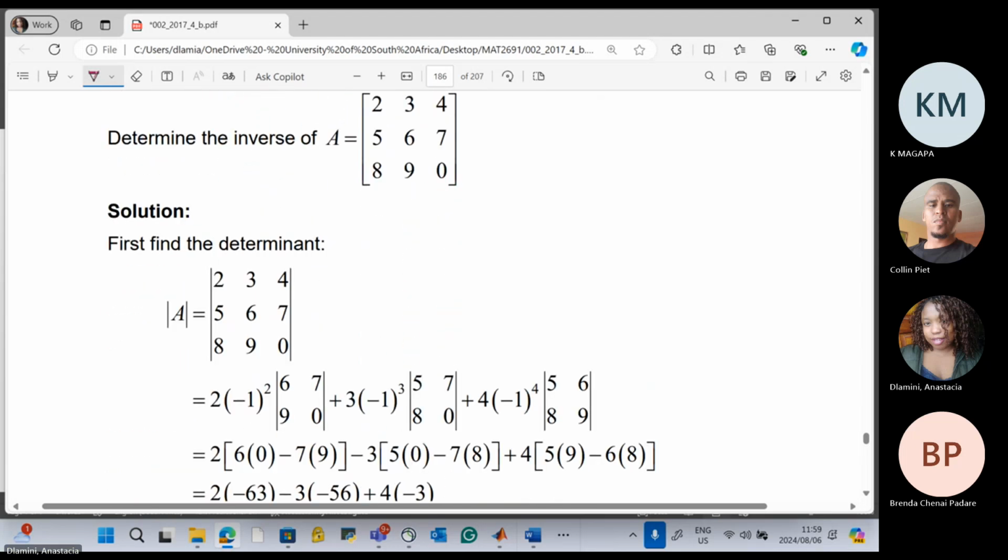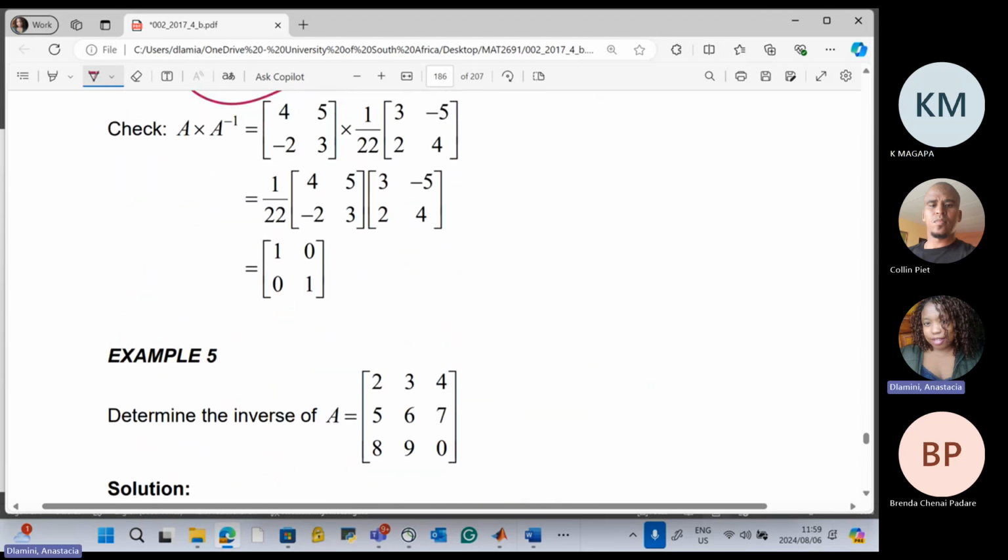Example 5. Let's look at example 5. Do you want to try it on the side? Let me see in the study guide how many questions we are left with. Do you want to try it first on the side? Yes, ma'am. Okay. Please wait before you try it. Before you try it, I want us to do the last section because it's a bit long.